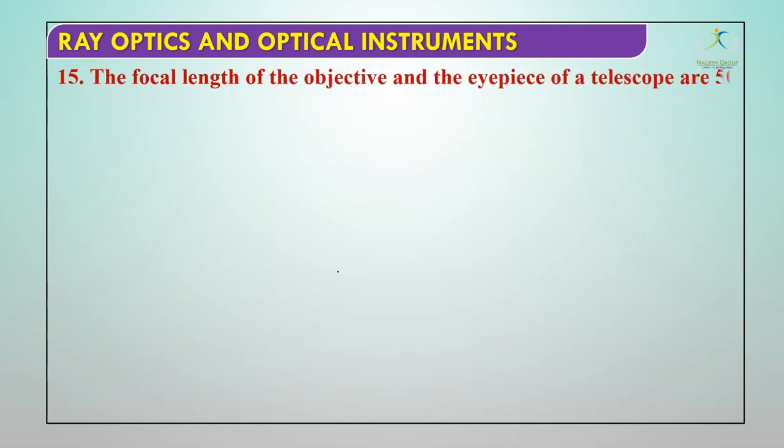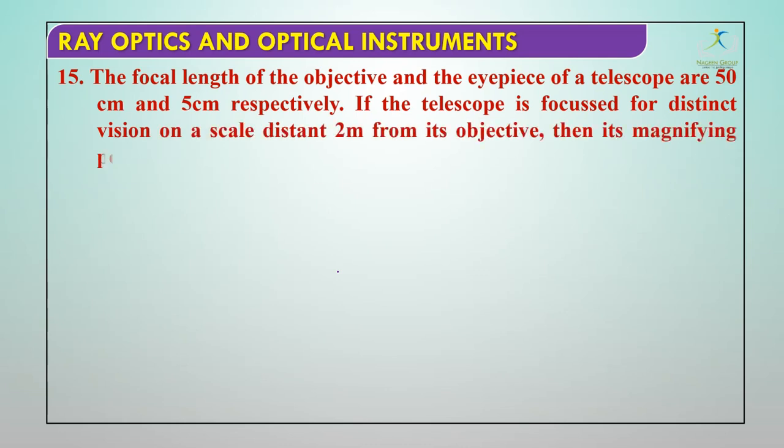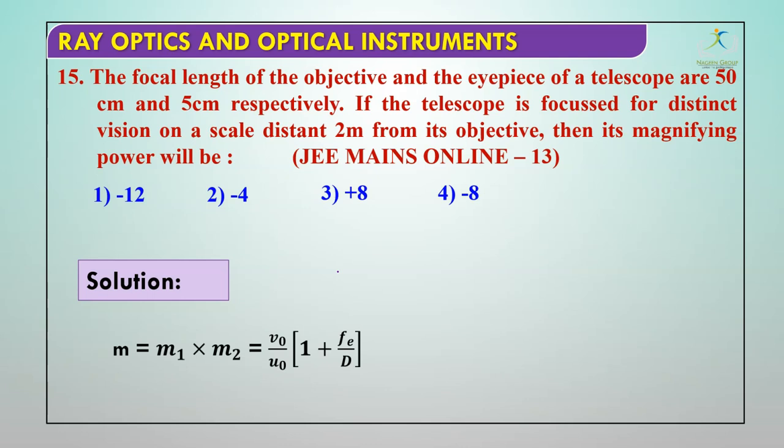Next question we have, the focal length of an objective and eyepiece of the telescopes are 50 centimeter and 5 centimeter respectively. If the telescope is focused for distinct vision on a scale distance 2 meter from the objective, then its magnifying power will be minus 12, minus 4, plus 8 and minus 8. Solution which we have m is equals to m1 into m2, which is v naught by u naught, 1 plus fe by d. According to that, if we just put all these values here, we get the result. I hope we get the same result as you.